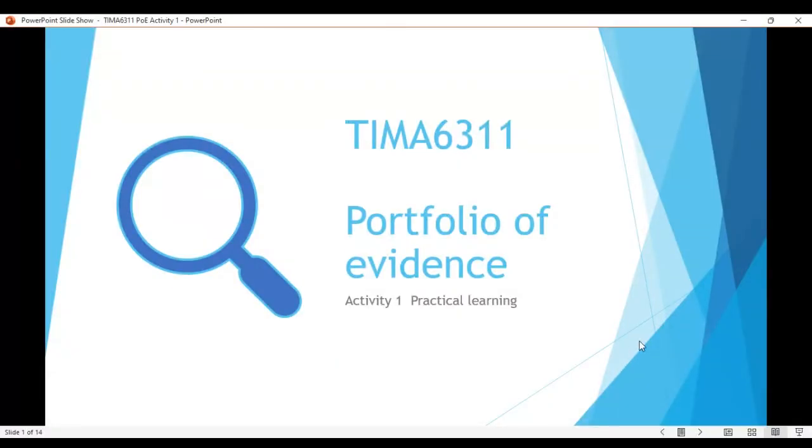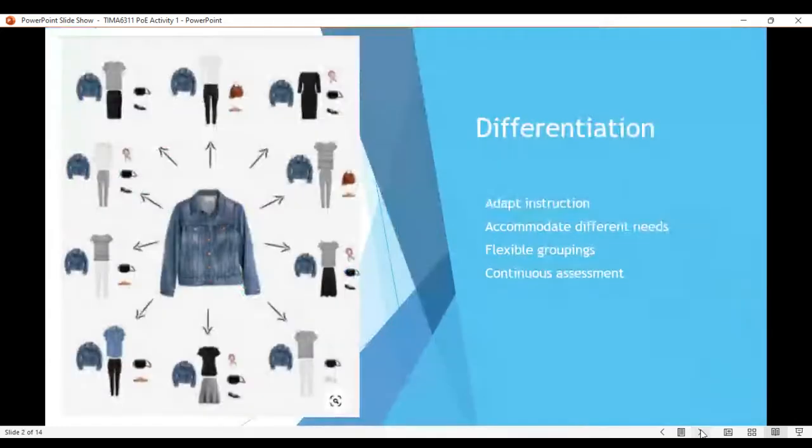TIMA6311 Portfolio of Evidence, Activity 1, Practical Learning.